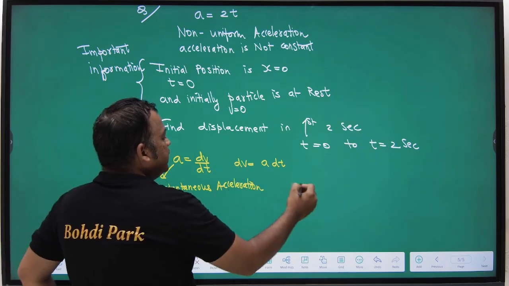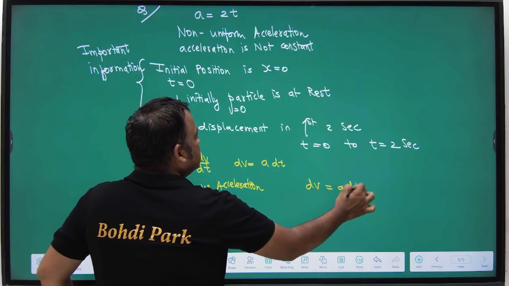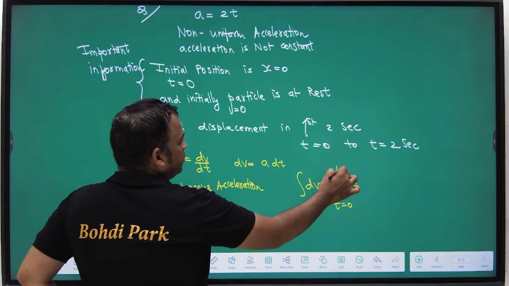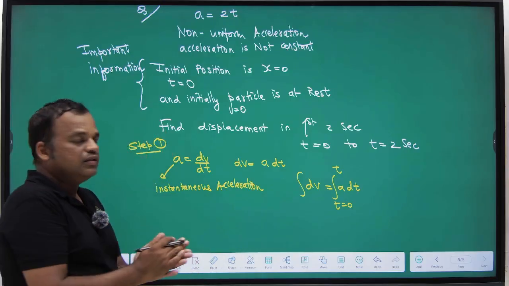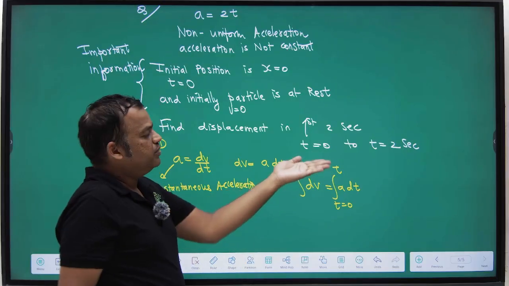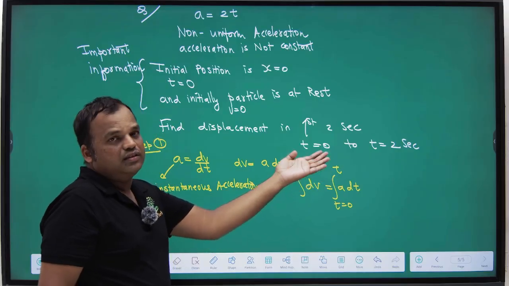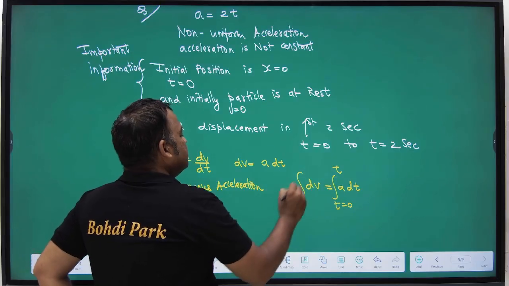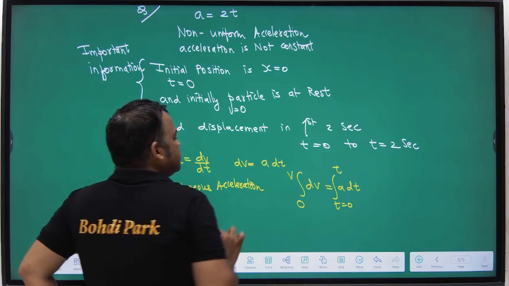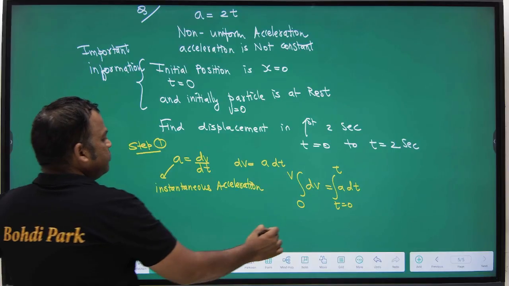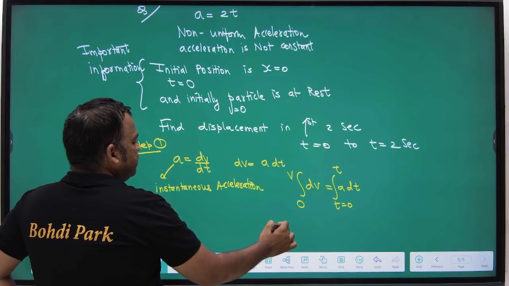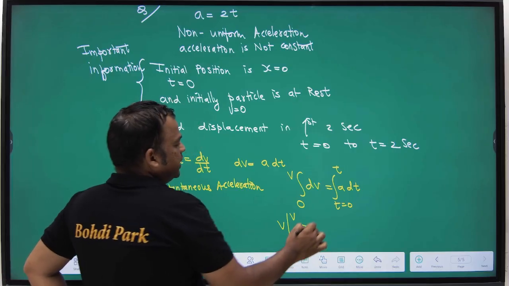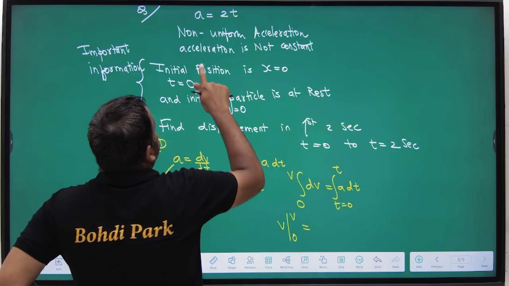So dv is equal to a dt. So we will integrate on both sides from initial time 0 to final time t. Now t is any time. It can be 1 second, 2 second, 3 second. It is a general instant time t. Now when time is 0, the velocity is 0, and at time t the velocity is v. So the integration of dv will be v, and limits will be 0 to v, and on the right side we will put a dt. Now we have a is equal to 2t.